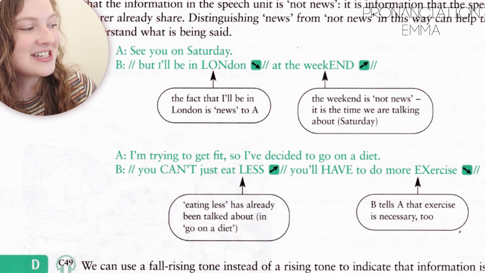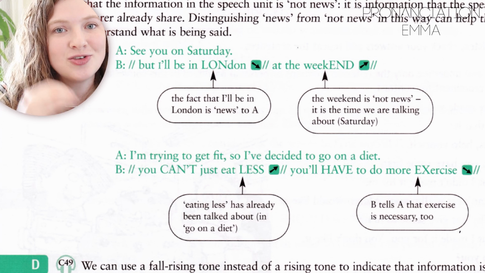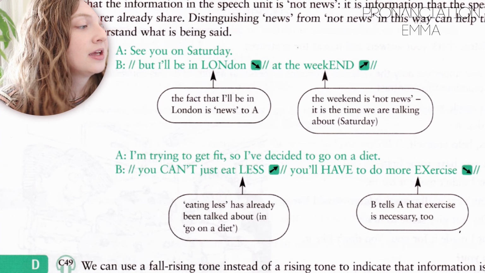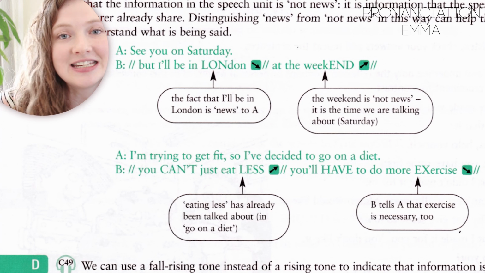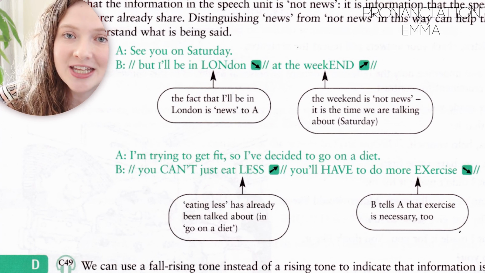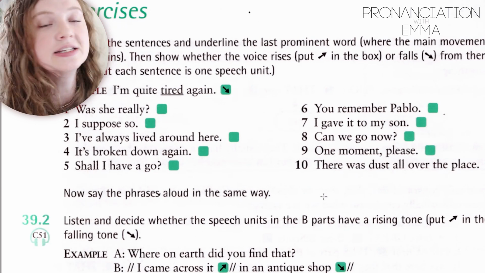So with London, we know that London is new information. That's why our intonation is falling. The weekend goes up because A already mentioned Saturday. We know that we're talking about the weekend. This is not new information for the listener. So you can see here we've got exercise 1. This is actually a listening exercise.